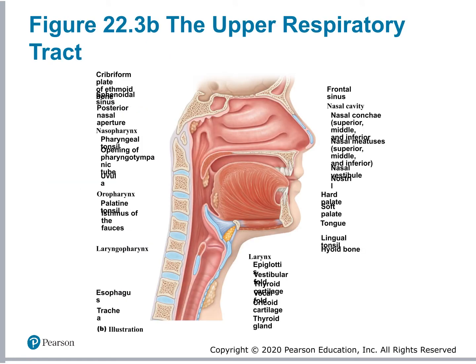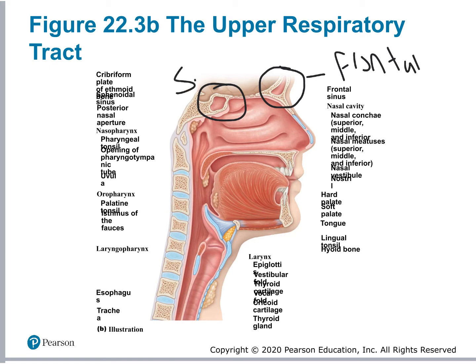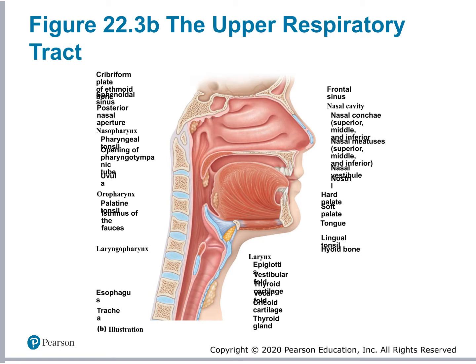Let's go through some of these structures. First, we have some paranasal sinuses. They are sinuses that surround the nose. We can see one here, and then we can see one here. The first paranasal sinus that I circled is the frontal sinus. The other one, that is the sphenoid sinus. Those are the couple of structures that you'll have to identify in lab when you get to that section of the lab book. Then we have the nasal cavity. I'm going to circle it right here.